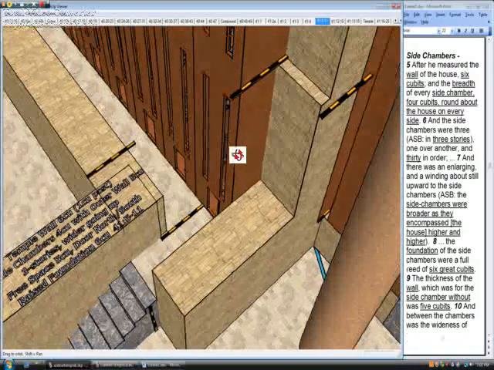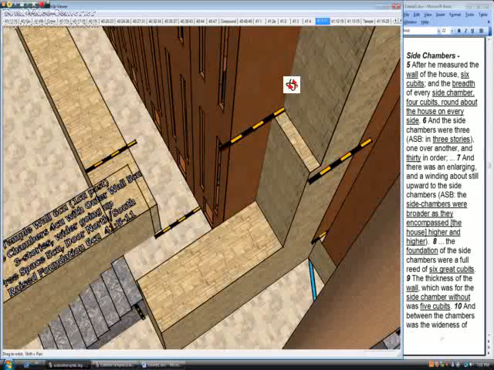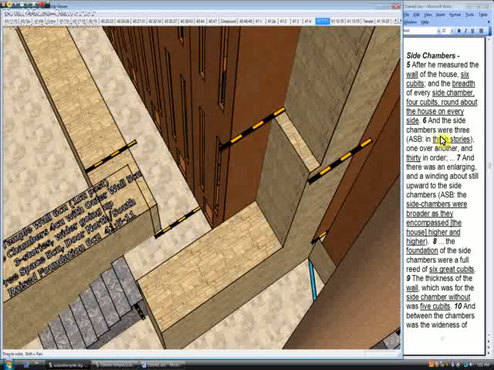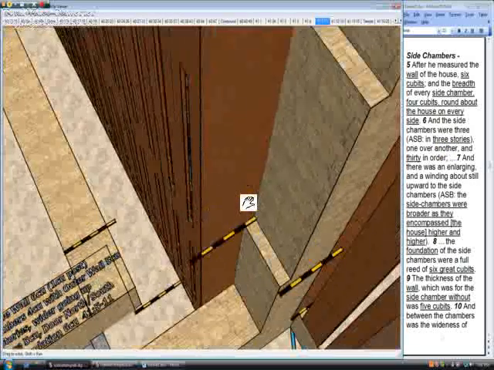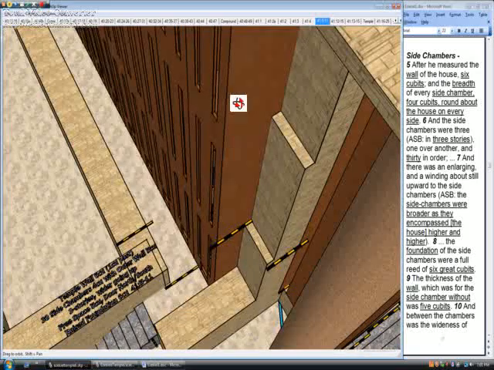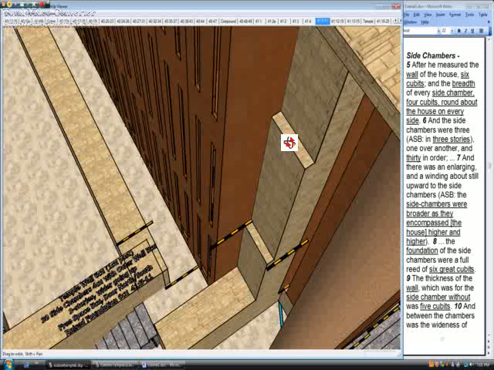Next he measures the side chambers. That's this wooden part here. They're 4 cubits down below, and they get wider as they go up. The SB says the side chambers were broader as they encompassed the house higher and higher. And it says here that they're in 3 stories. So it's 4, 5, and 6 wide. The temple wall gets smaller. It starts off as 6, and then 5, and then 4. And that's so that these chambers can sit on the temple wall without being attached to it.